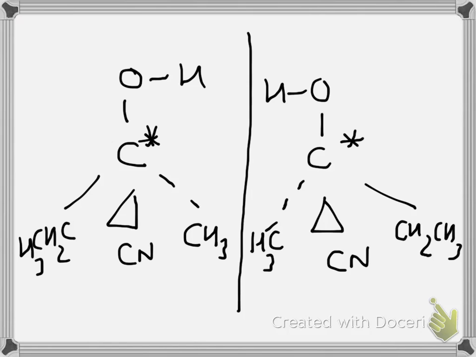So I've shown the 4 different functional groups. We've got the hydroxy group, we've got a CN group, we've got a CH3 group and a CH2CH3 group. So it doesn't matter where you put them as long as you end up with the mirror image. So in actual fact we get optical isomers as a product here.